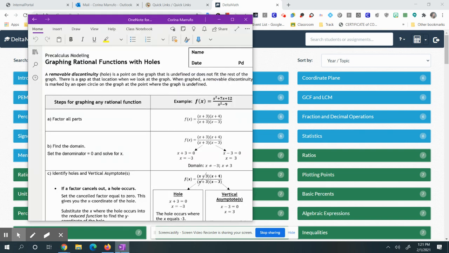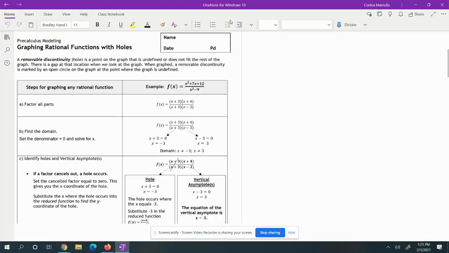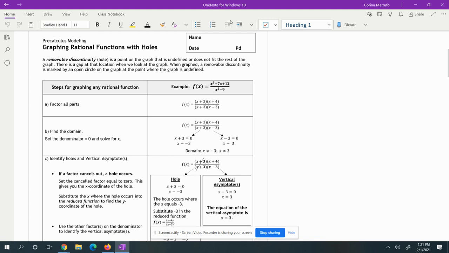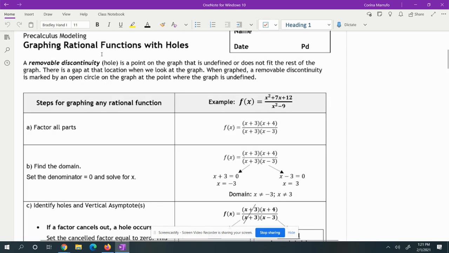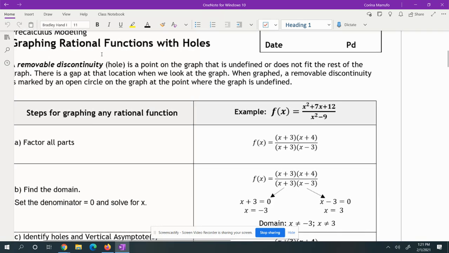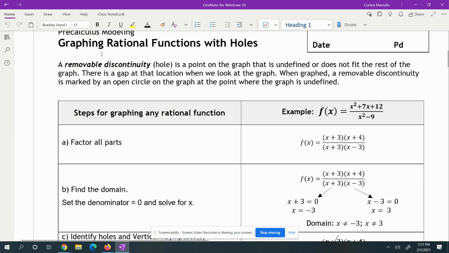Right, so we're moving on to the next lesson. On this lesson, we are going to be graphing rational functions, but we're going to have what we call holes, okay? So here, it has a little chart for you to follow along in case you don't remember how to work out the problems or where to start. It goes step by step.